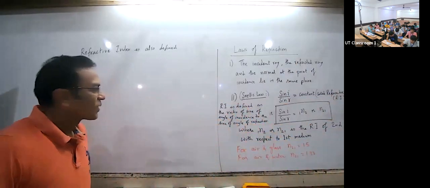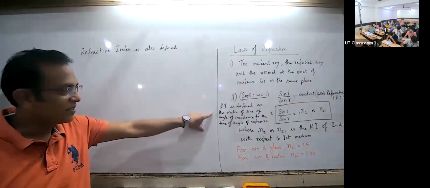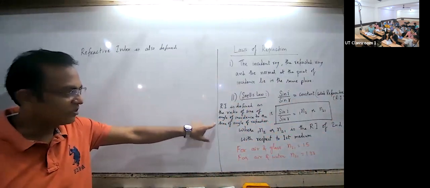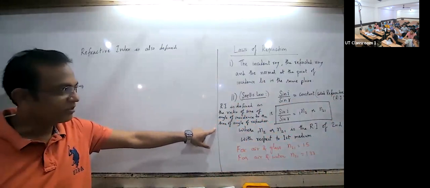Okay. So RI is defined as what is RI? Refractive index is defined as the ratio of sine of angle of incidence to the sine of angle of refraction, and the story is not completed. What's remaining?